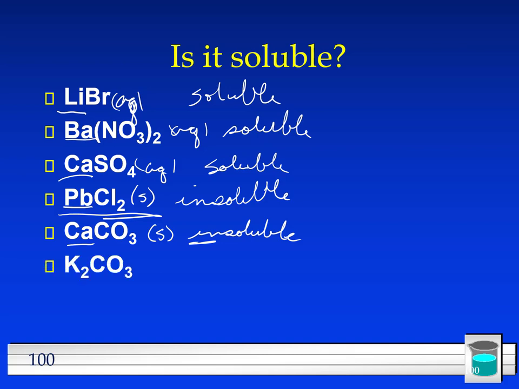What about K2CO3? Okay, it's got K, which is an alkaline metal, which is soluble. But it's got CO3, which is carbonate, which is insoluble. What's the answer? Soluble. The answer is soluble, because it's got the K. Once I see the K, I don't even worry about the CO3.